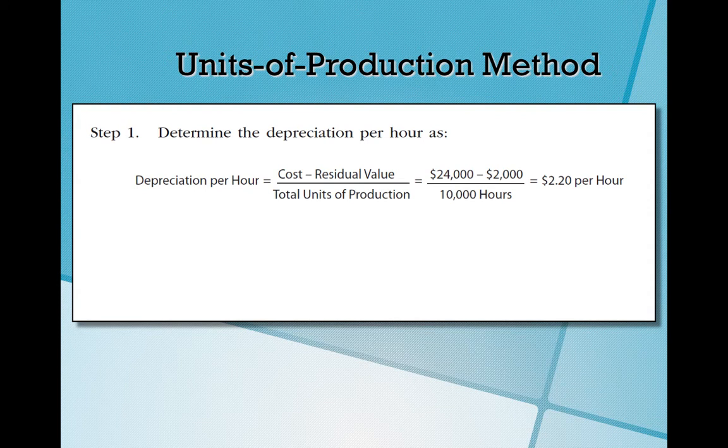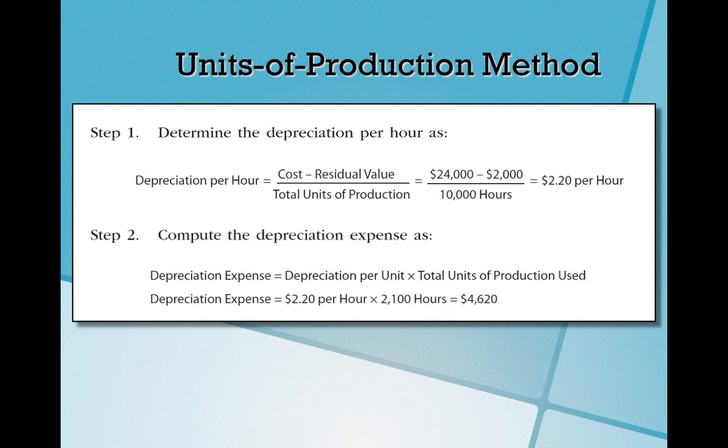Okay, so basically cost minus residual value divided by total units, I get 220 per hour. Okay, 220 per hour under 10,000 hours. Okay, compute depreciation expense. So in year 1, if I use this asset for 2,100 hours, my depreciation expense in this first year is $4,620.